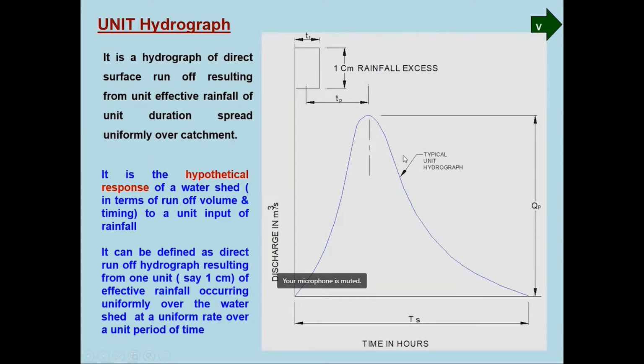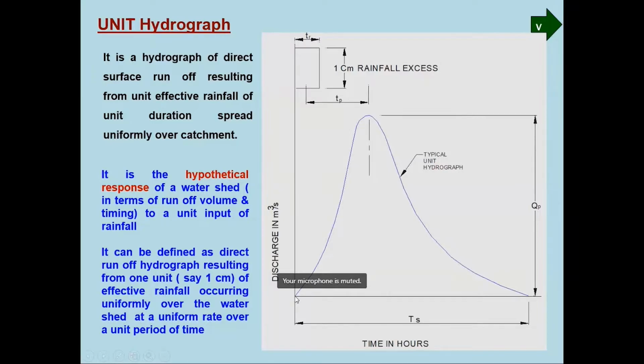Unit hydrograph is nothing but, if a unit centimeter, unit rainfall, say 1 centimeter rainfall of unit duration, the duration is unit, meaning this TR is also 1 hour. So if a rainfall of 1 centimeter and duration of 1 hour has fallen on a catchment, then the hydrograph which it will produce is the unit hydrograph. What will be the characteristics of this unit hydrograph?